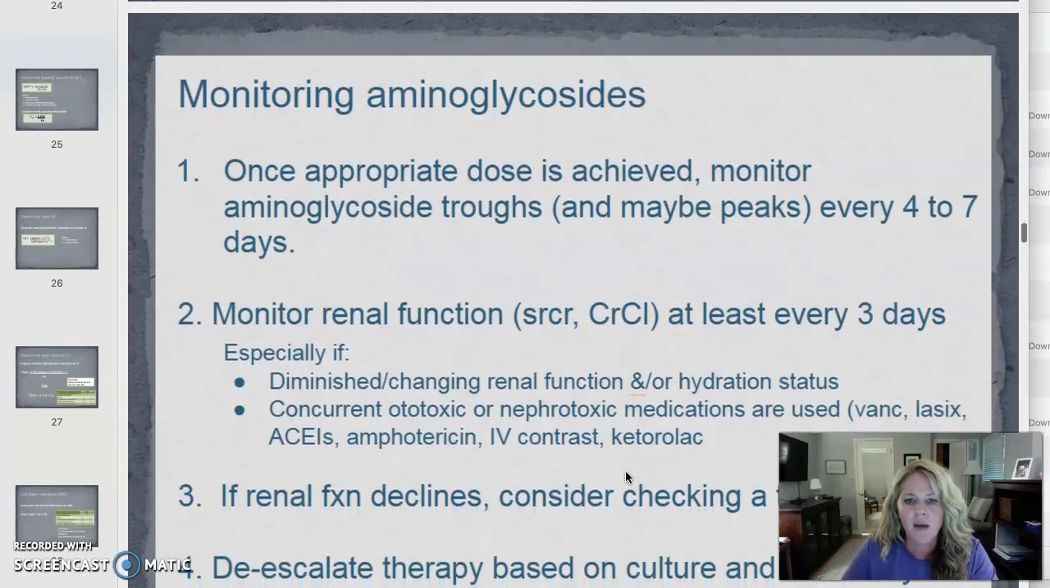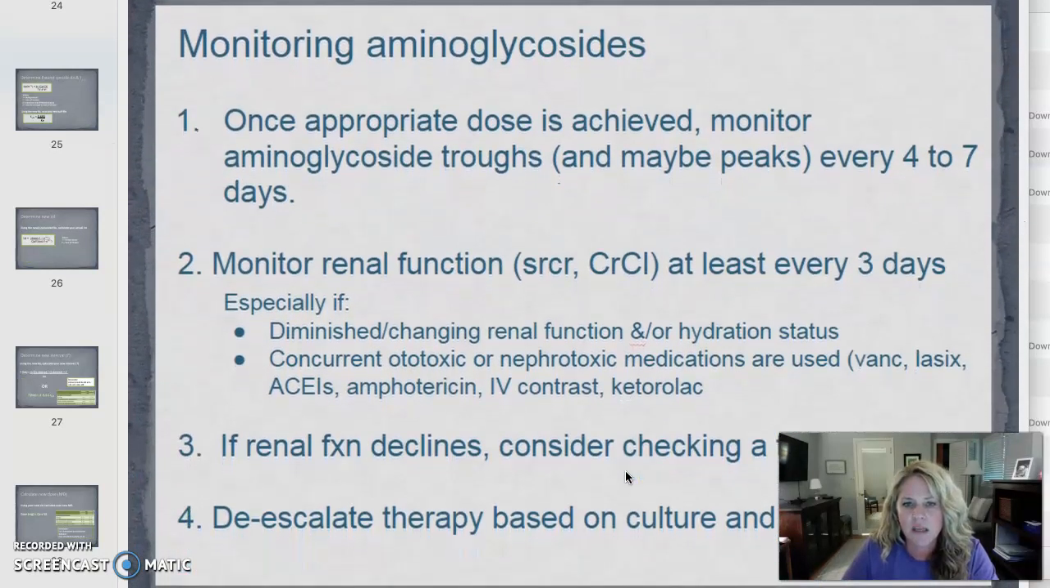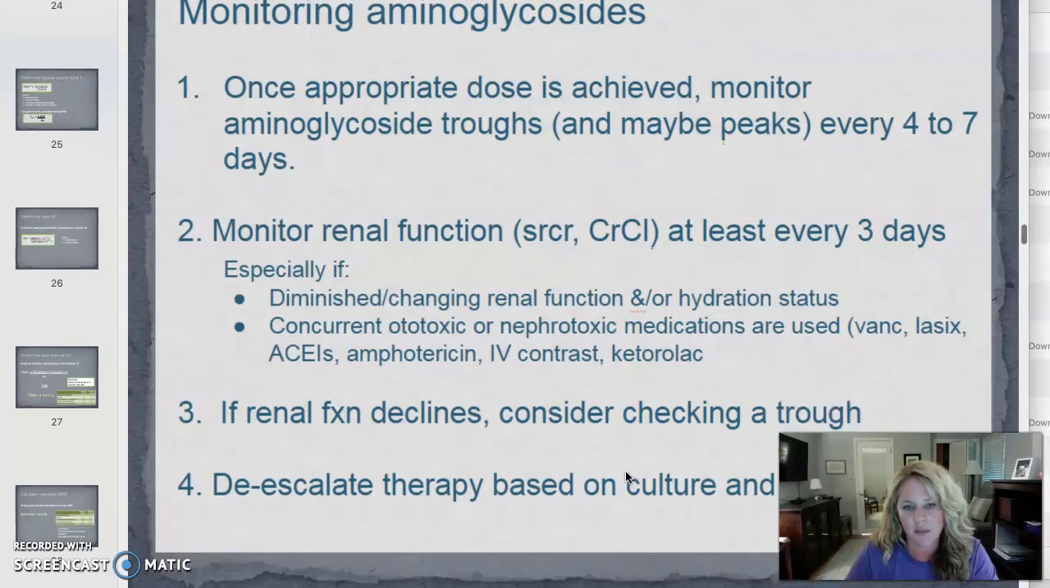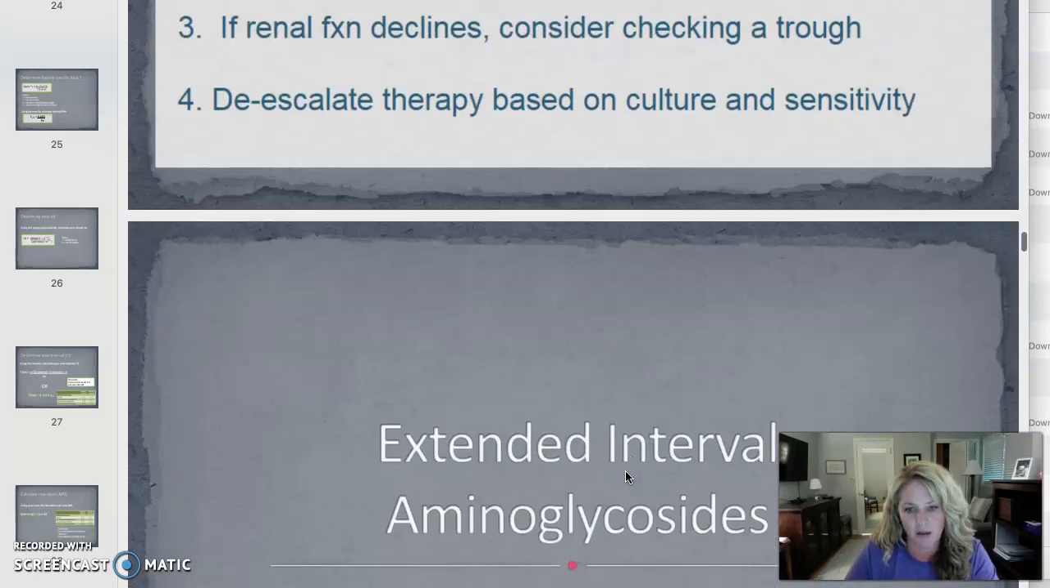So how do we monitor aminoglycosides? Once we get to that appropriate dose, we're going to monitor troughs and peaks, sometimes we'll use peaks depending on the indication, every 4 to 7 days. You want to make sure you're looking at their creatinine clearance at least every 3 days. If you start to see that serum creatinine rise and the creatinine clearance decrease, we need to check levels to make sure that they are clearing the aminoglycosides.